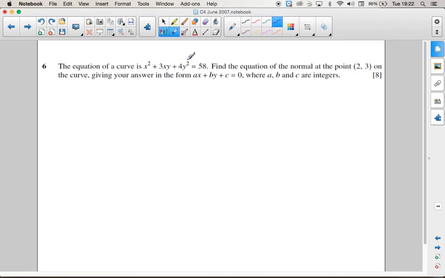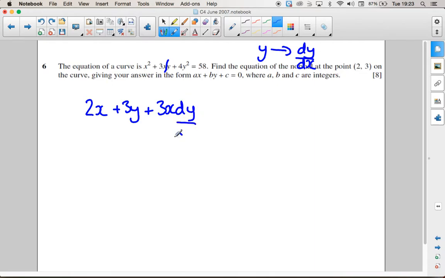So we need to differentiate each part. Differentiating x squared is 2x. To differentiate 3xy, I'm going to use the product rule. I'm going to differentiate this and leave this alone, which is just 3y. And then I need to leave the first one alone and differentiate the second one. And when we differentiate y with respect to x, we get dy by dx. So that's going to be 3x dy by dx.